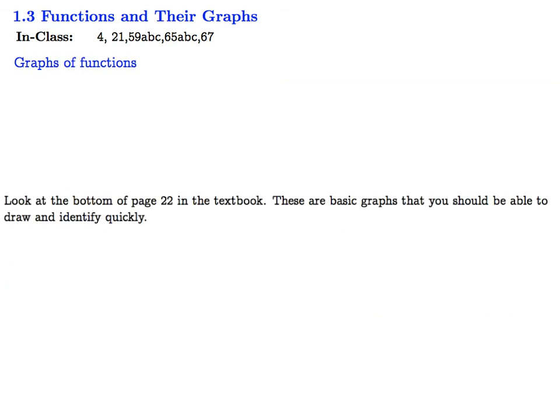So here's a little assignment for you to do. Look at the bottom of page 22 in your textbook. There's a whole bunch of graphs on there that you should know by heart. You should know their names, you should know how to graph them. You should say, oh well, that kind of looks like x cubed or something like that. You should be pretty good at looking at these and figuring out what they are. I would suggest memorizing them. Perhaps we'll have a quiz on them or something, so it might be good to know.